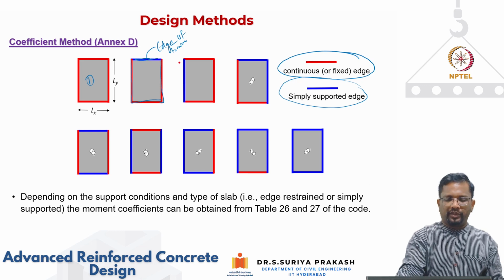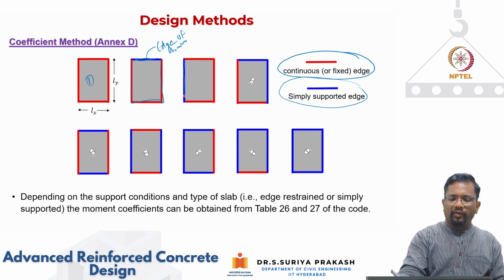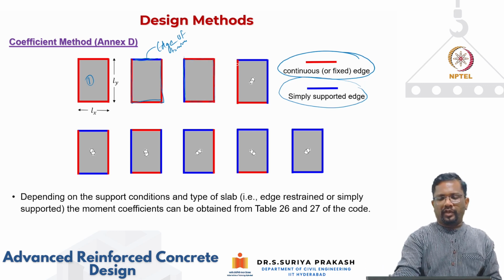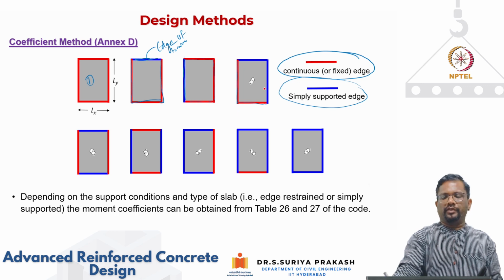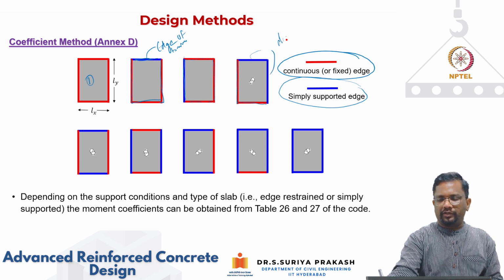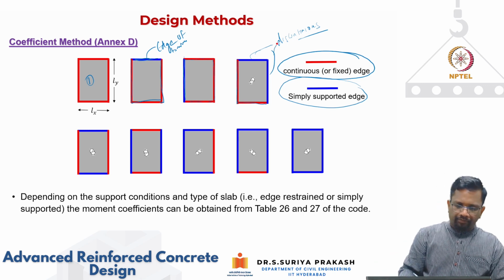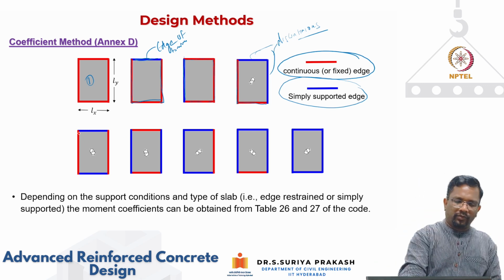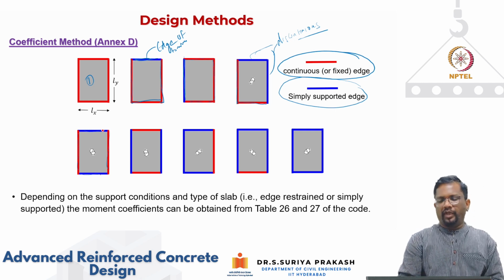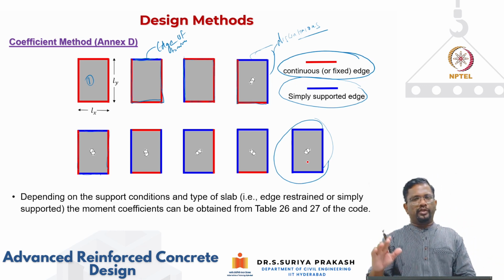Then you can have the same thing where the longer edge becomes discontinuous, but both shorter edges can be continuous. Similarly, I can have two sides which are continuous, and these two edges are discontinuous. Now we can also have two longer sides continuous and two shorter sides discontinuous. That is also possible. Like this, you can have different boundary conditions. Again, you end up with this last case: all four sides are simply supported or discontinuous.